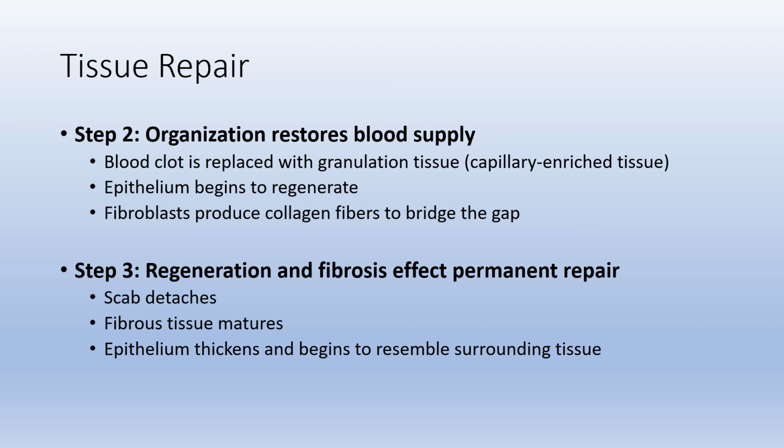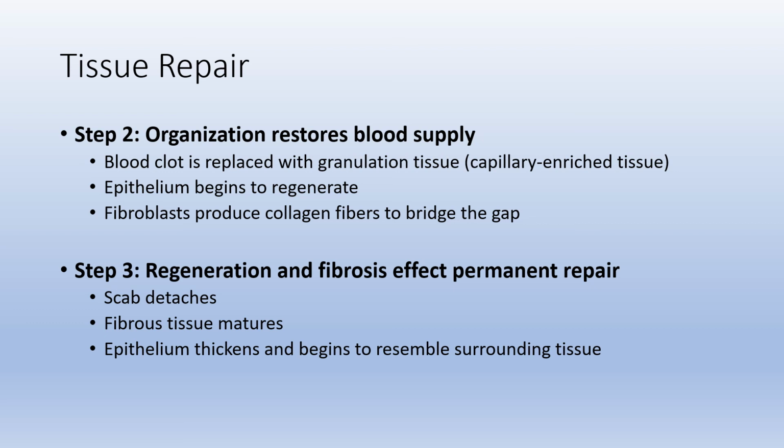So that blood clot that we have formed in step 1 will be replaced with this tissue that is rich in capillaries or small blood vessels. Eventually, we begin to regenerate epithelium. Remember, epithelial tissue has a highly regenerative capability. And then lastly, we bring in fibroblasts. Fibroblasts are immature cells that are going to produce the extracellular matrix of connective tissue proper.